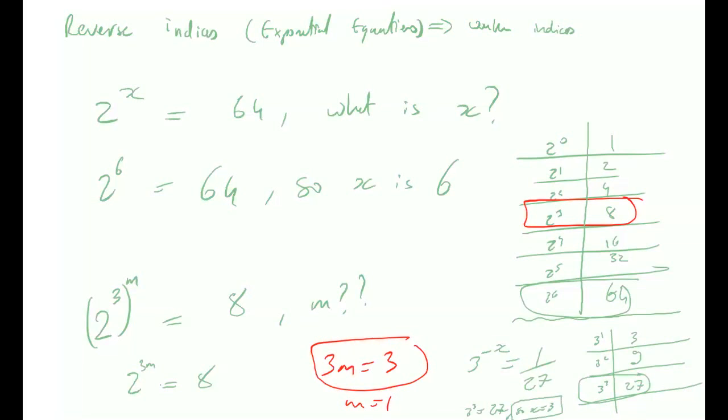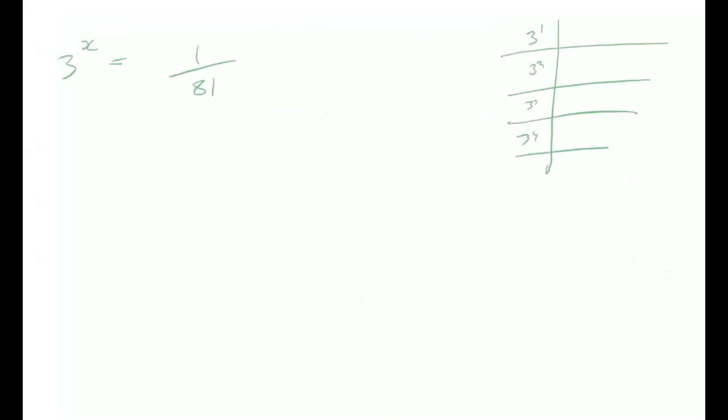Yeah, that's good. What about this? 3 power x is equal to 1 over 81. Sorry, 1 over 81. There is no negative here. 1 over 81. What's x? Let me write for you the 3 table. 3 power 1, 3 power 2, 3 power 3, 3 power 4: 3, 9, 27, 81. So x is equal to negative 4. Good, you understand it now.